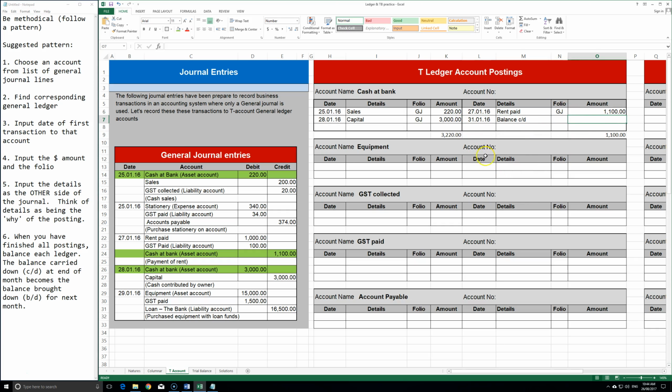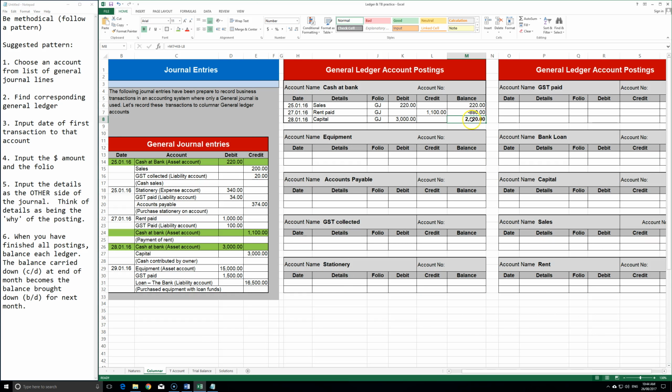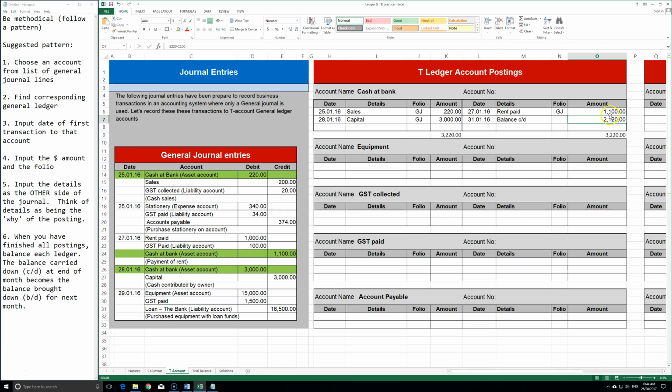Now, the way to work this out is to balance the sides. I need to have something in this credit side so that it equals the debit side. And the way to calculate that is to do whatever the debit side sum is here, minus whatever the credit side sum is. And now that I've put that in, you can see they equal each other. So my debits equal my credits. That's my balance carried down. And hopefully that figure rings a bell too. If we go back and look at columnar, that was the closing balance of the cash at bank here, 2,120. So here we have 2,120.